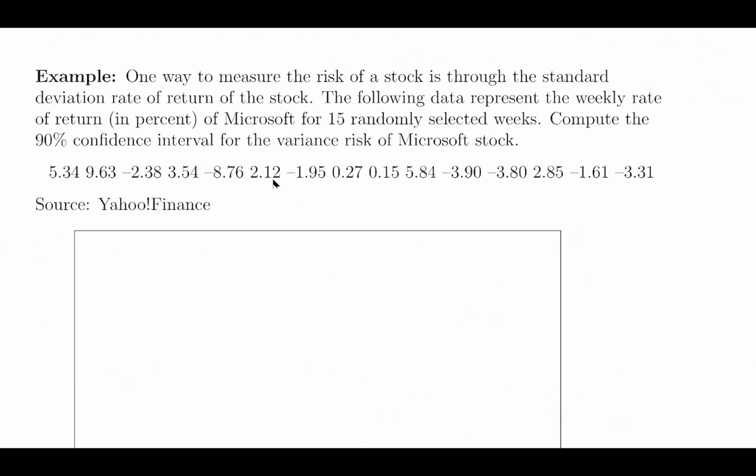All right, so for this one, it said one way to measure the risk of a stock is through the standard deviation of the rate of return of the stock. The following data represent the weekly rate of return in percent of Microsoft for 15 randomly selected weeks. Compute the 90% confidence interval for the variance risk of Microsoft stock. So if you look at it, we want to do the confidence interval for variance. So we're going to have to find that portion. But before we actually do that, we have to find our sample standard deviation. So this is our sample.